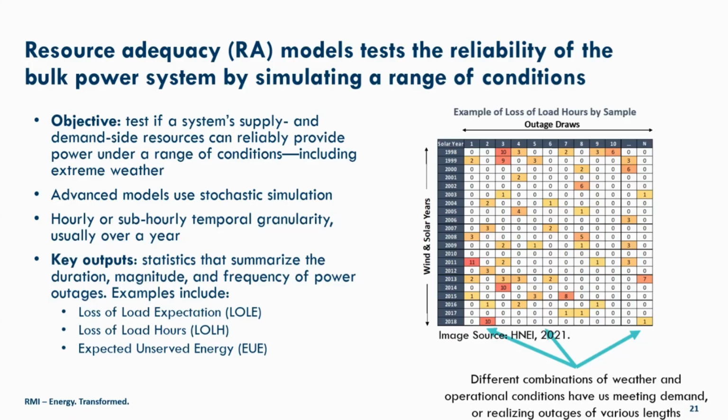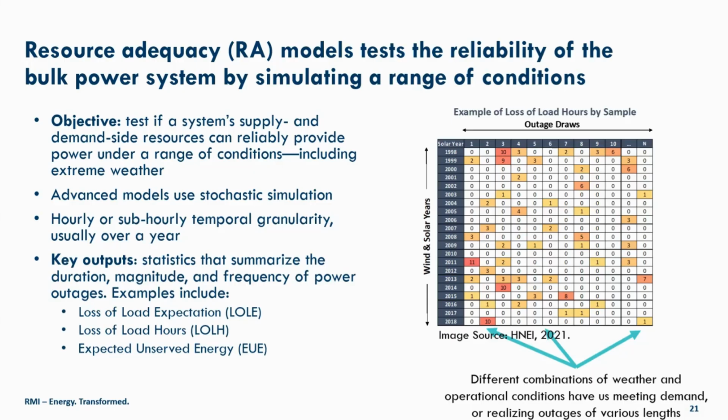So here is an example of outputs from a stochastic resource adequacy model where we're looking at outages under different weather conditions. Under most years, the grid is fine. We don't see any outages. But some years in these colored boxes, there are outages that we see in different severities. The highest one seems to be representing 10 hours of outages as the most severe, but we can see there's a range. And these are exactly the types of metrics these models can generate. They summarize the duration, magnitude, and frequency of outages.